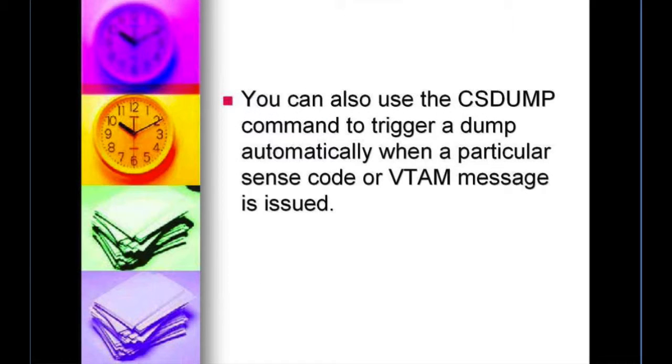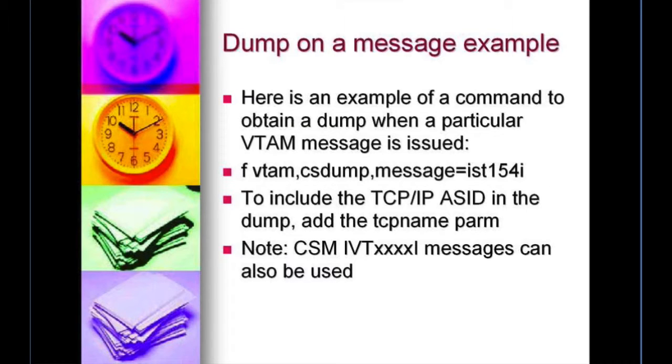You can also use the CSDUMP command to trigger a dump automatically when a particular sense code or VTAM message is issued. To dump on a message, here is an example of a command to obtain a dump when a particular VTAM message is issued: F space VTAM, CSDUMP, message equal IST154I. To include the TCPIP ASID in the dump, add the TCP name parameter. Note, ESM IVP messages can also be used.